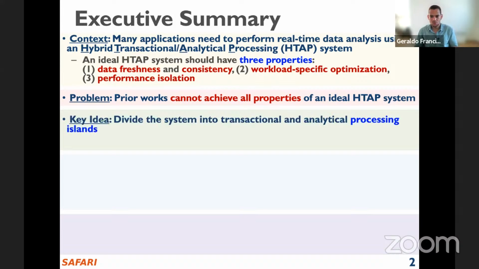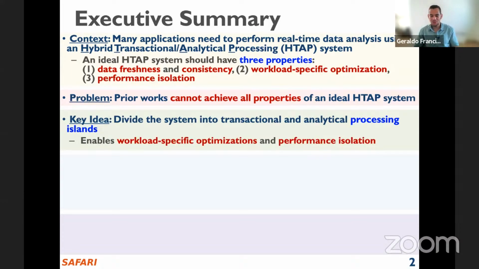Therefore, our key idea to solve this issue is to divide the HTAP system into two isolated processing islands, one for transactional workloads and another one for analytical workloads. Each island is equipped with a set of optimized hardware resources and algorithms. By enabling processing islands, we can perform workload-specific optimizations for transactional and analytical workloads while providing performance isolation.